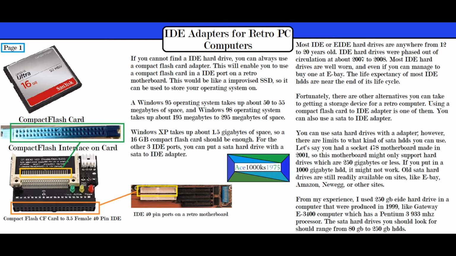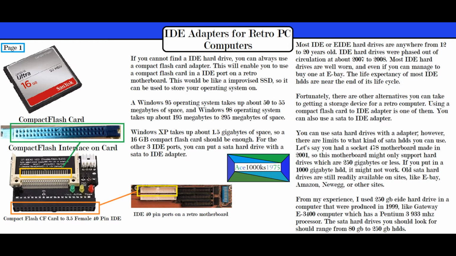Fortunately, there are other alternatives you can take to getting a storage device for a retro computer. Using a compact flash card to IDE adapter is one of them. You can also use a SATA to IDE adapter. That's kind of like the adapter that you see for the compact flash to IDE adapter, except that you're able to plug in SATA interfaces to it. So you can use a SATA hard drive with an adapter.